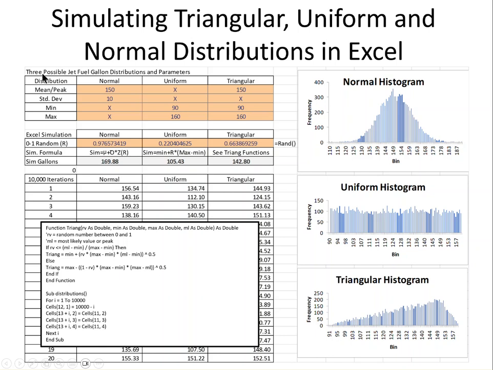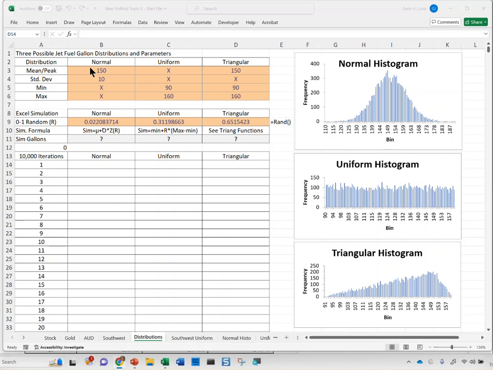Specifically, we're going to talk about three possible jet fuel distributions. So I'll go to the spreadsheet, and we'll say that the jet fuel could be normally distributed with a mean of 150 and a standard deviation of 10. It could be uniformly distributed with a min of 90 and a max of 160, and it could be triangularly distributed with a mean of 150, a min of 90, and a max of 160. So how we could simulate that is we could write a formula for a simulated random value for the quantity.